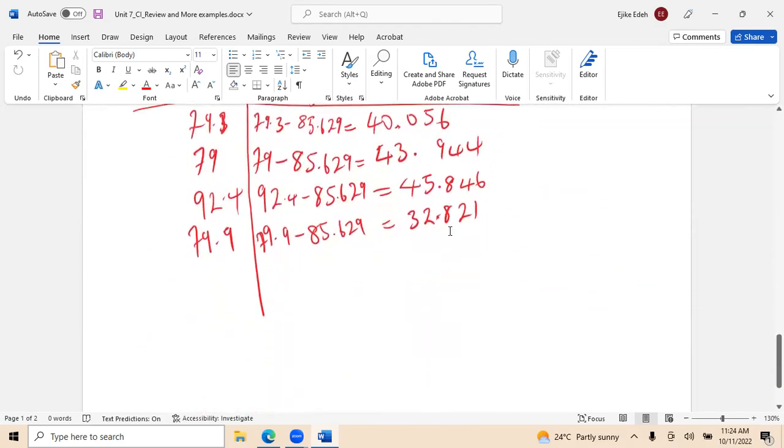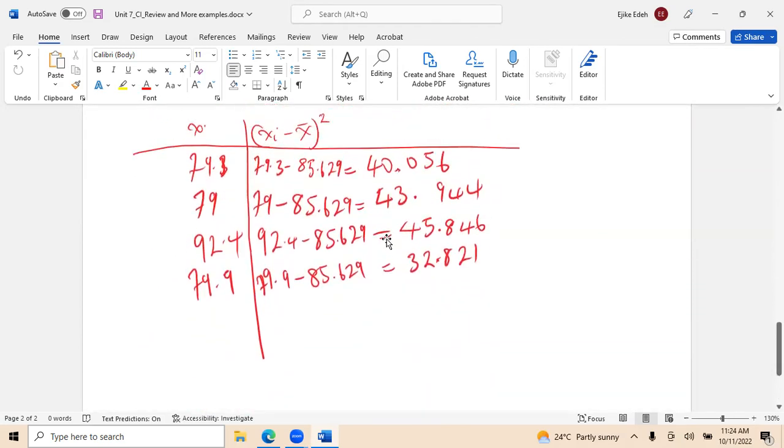Then let's go ahead and do the next one, which is 85.9. We are going to subtract the mean of 85.629. That's clear. Here is 85.9. Square that. It's actually a bit strange.